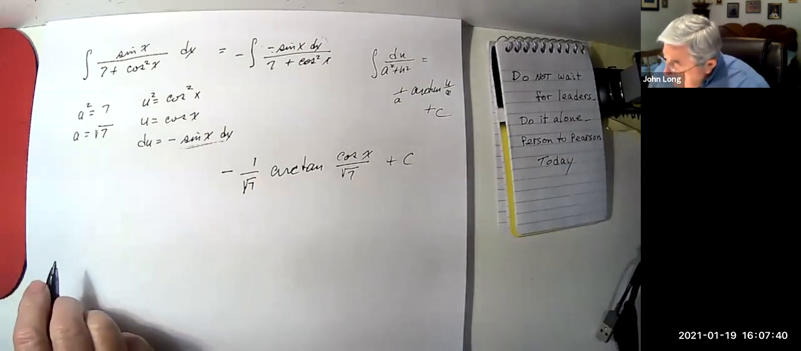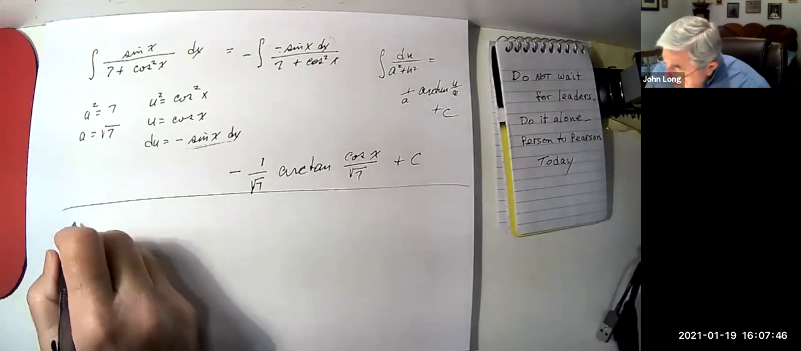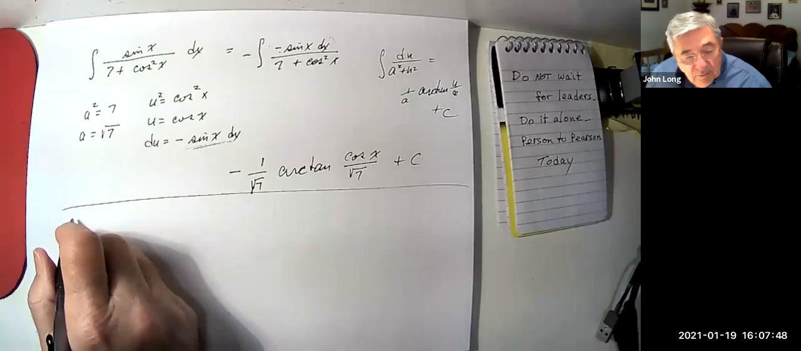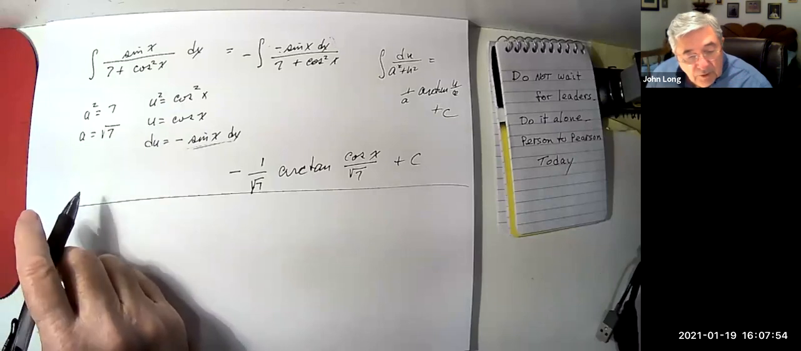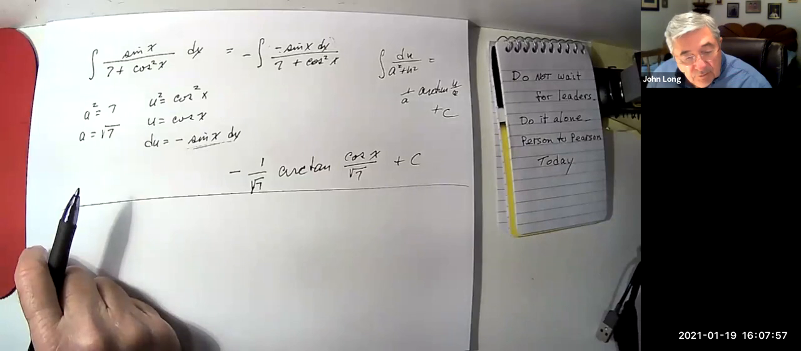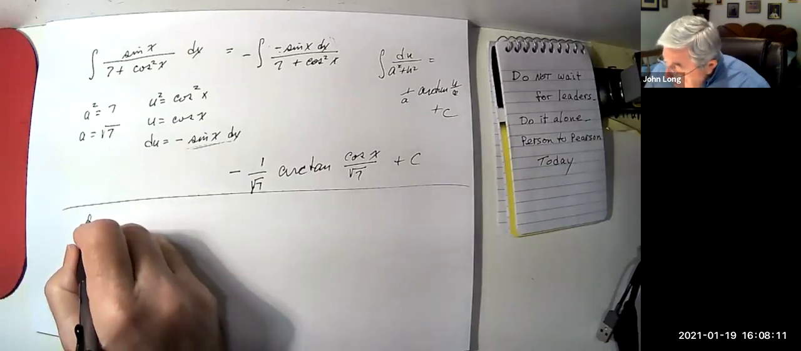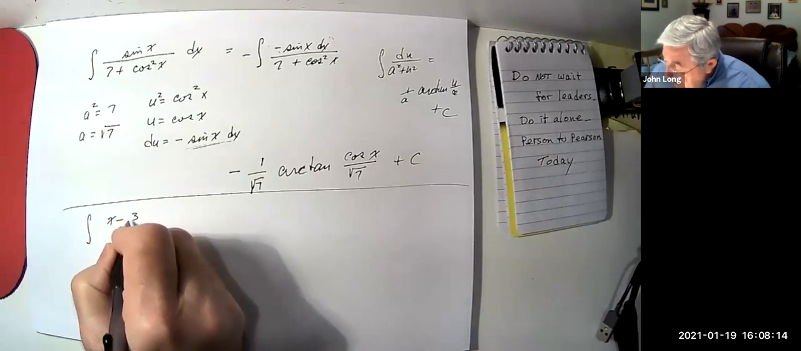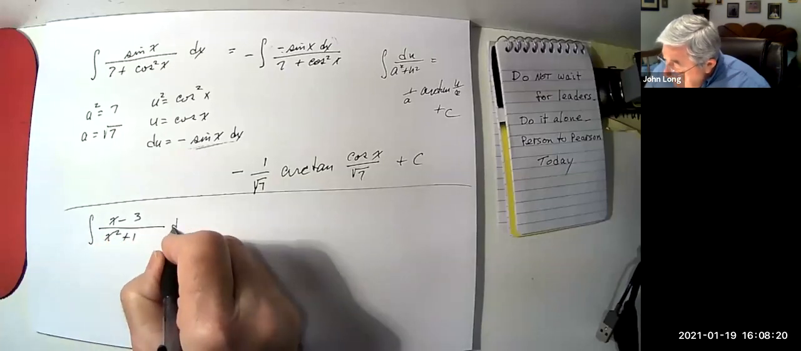And here's one that's just as quirky as can be. It's sort of an omen of things to come, really. It's the integral of x minus 3 over x squared plus 1 dx.